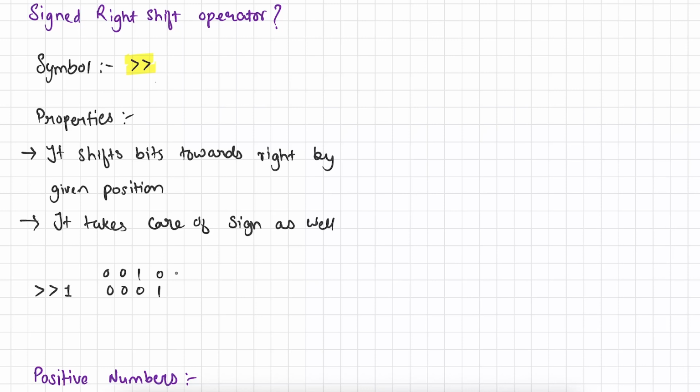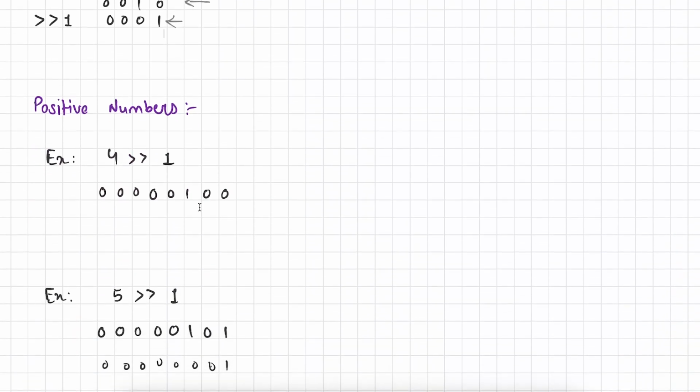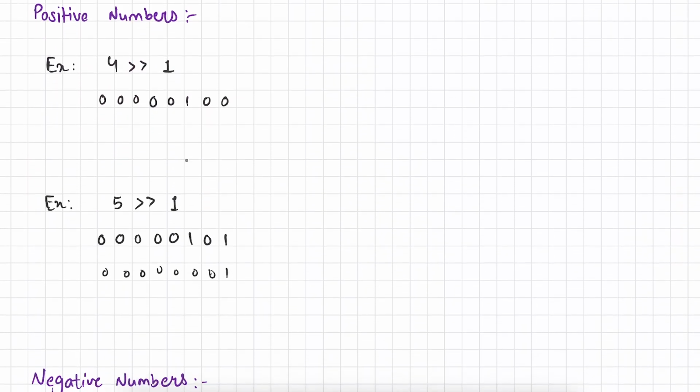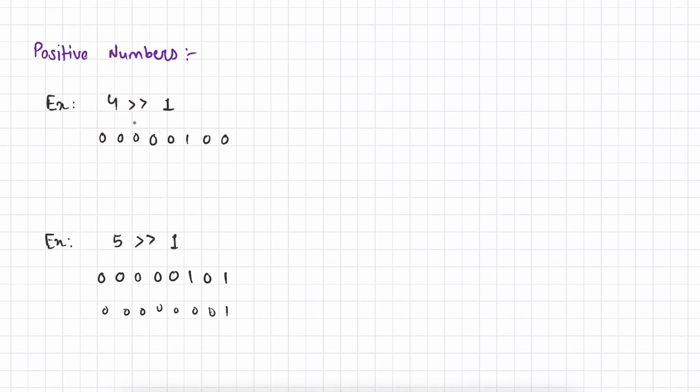For example, let's say this is the binary representation of any random number. So what happens when you right shift by 1? When we do right shift, the right bit gets simply ignored and all the bits are shifted towards the right. So we get this as the final output. So let's understand this with positive numbers. What happens when we apply right shift on positive numbers?